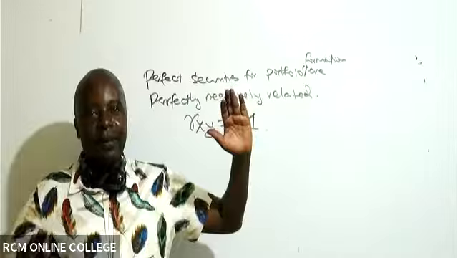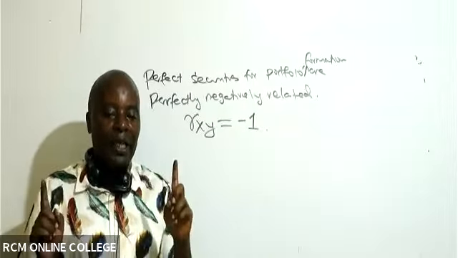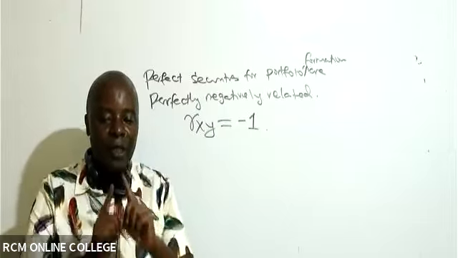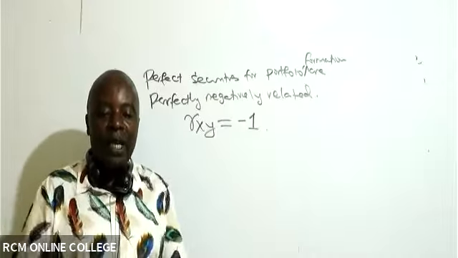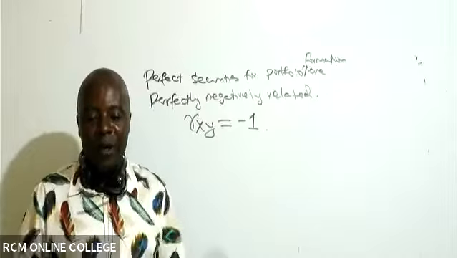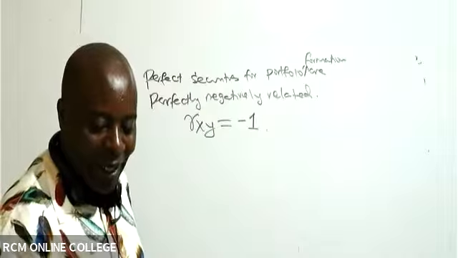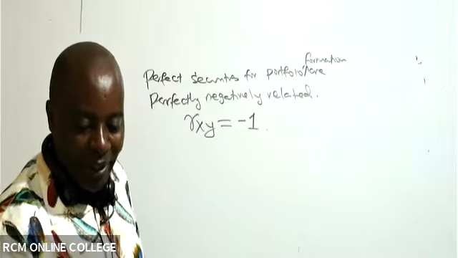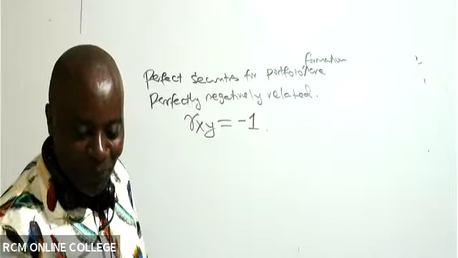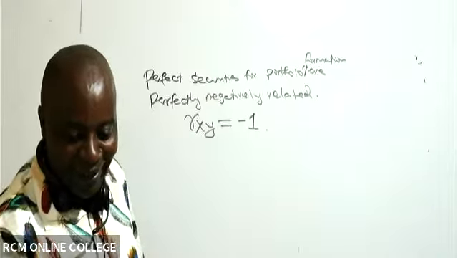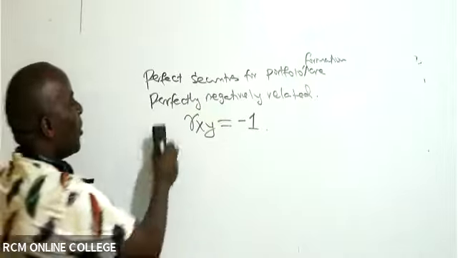Because you'll be told in this case to advise. When it is positively, perfectly related, that one you shall reject. But if it's a negative, perfect relationship, that one we shall accept. That is what here, very good. So up to here, ladies and gentlemen, are we together? All right.